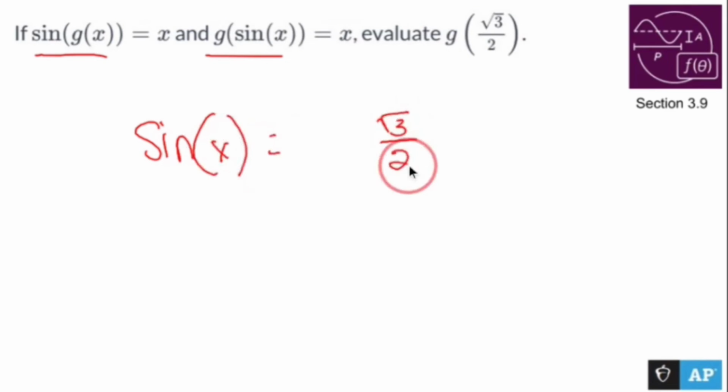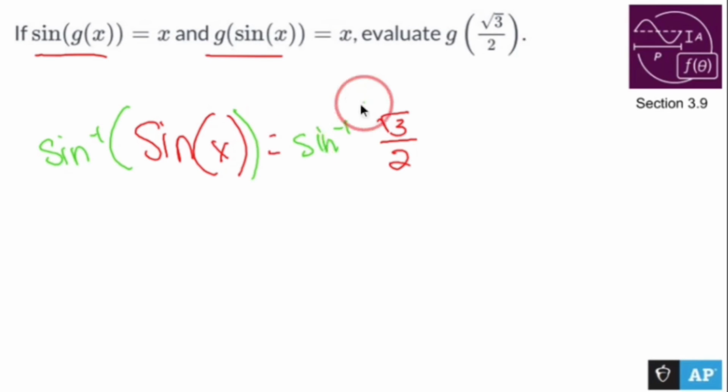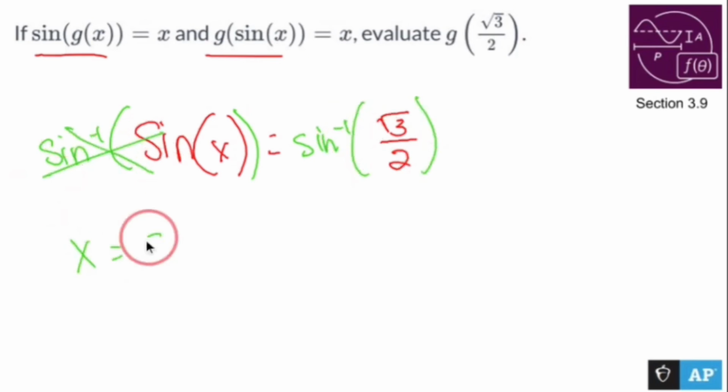And you might be wondering, whoa, buddy, you sure left a lot of space there. I sure did. Because my job is to evaluate this, which means solve for x. So in order to get rid of that sine, I'm going to take inverse sine from both sides. That crosses out, and you're left with x equals the inverse sine of root 3 over 2.